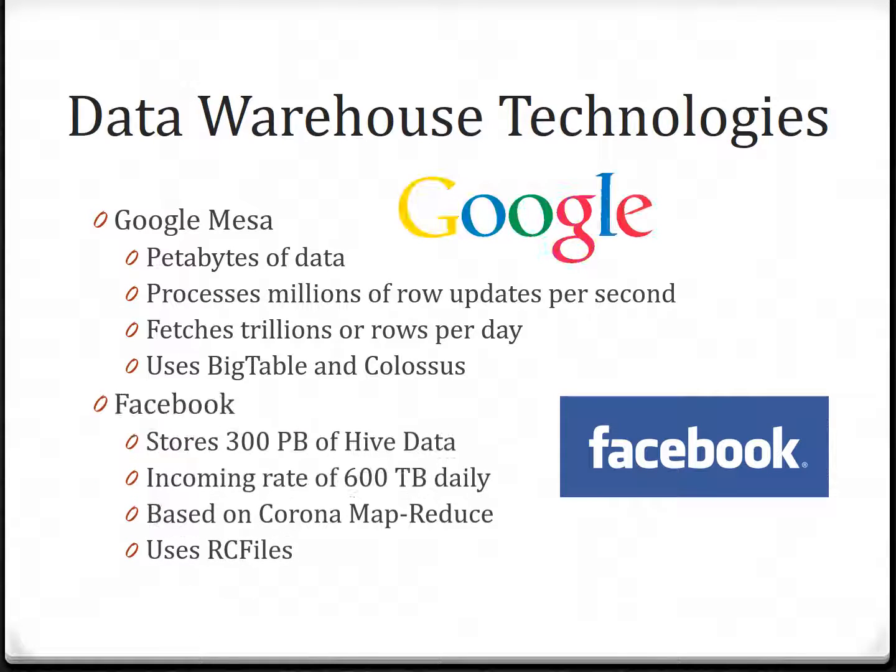I was also able to find a blog about Facebook's data warehouse technologies. It talks about the warehouse storing 300 petabytes of Hive data with a daily incoming rate of 600 terabytes. And this was in 2014. The most widely used system of Facebook was Hive, which is a query engine based on Corona MapReduce, which is used for processing and creating large tables. They use RC files, which is a hybrid columnar storage format, which was originally developed at Facebook.